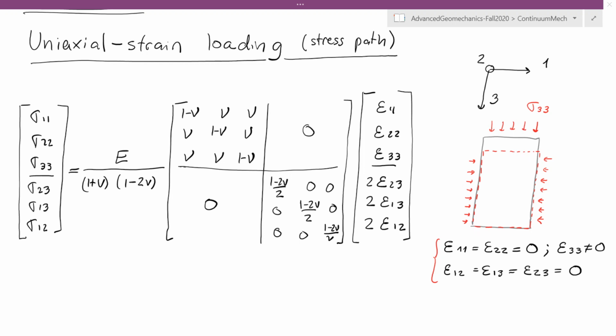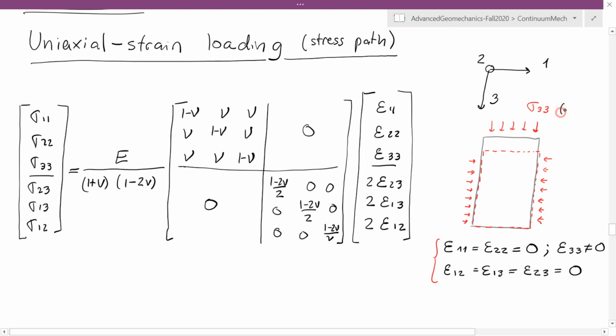Now that we have a stiffness matrix, we can explore several stress and strain paths. One of those is the uniaxial strain loading stress path. In the uniaxial strain loading, what we have is just deformation in one direction. In this example, we have a stress which is applied in direction 3, which produces a contraction in direction 3.